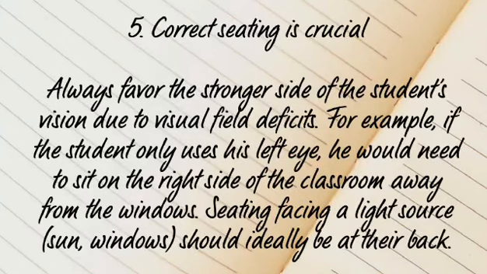5. Correct seating is crucial. Always favor the stronger side of the student's vision due to visual field deficits. For example, if the student only uses his left eye, he would need to sit on the right side of the classroom away from the windows. Seating facing a light source, sun, windows, should ideally be at their back.